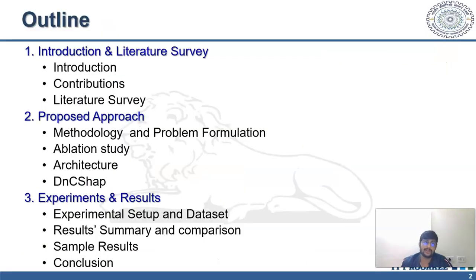Before starting, I would like to give an outline of what this talk will be all about. Firstly, I will be introducing the topics that we have addressed in our paper, then our contribution towards this direction, and the literature survey, that is, all the works that have already been done. Then we will dive deep into the problem formulation, the architecture, and the new DNC SHAP algorithm that we have proposed. At last, I will be showing a few results related to the confusion matrix and the feature maps that are outputted by the DNC SHAP algorithm, and then we will analyze them.